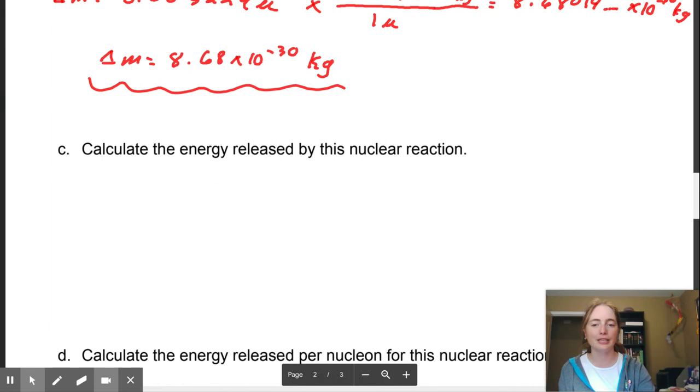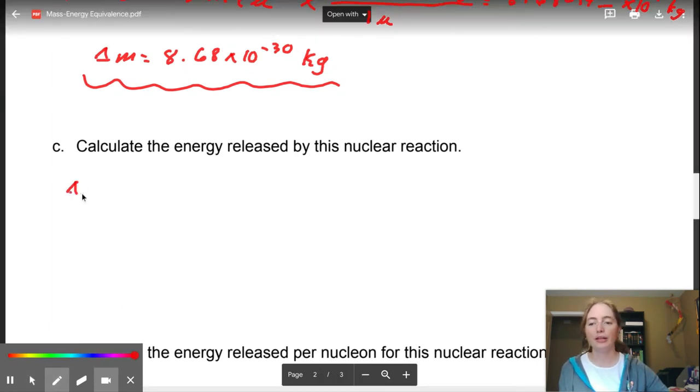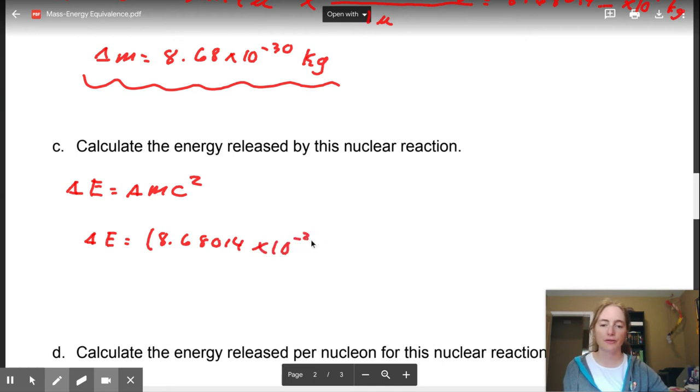Keep that number handy. So, calculate the energy released by this nuclear reaction. Well, the energy released is our change in energy, and that is equal to our change in mass times c squared. Our delta M we calculated previously, and c is on your data sheet. So using all numbers from your calculator, ladies and gentlemen, you are going to use your mass from the previous question, which is here, 8.68014 times 10 to the power of negative 30. And you're going to multiply that by 3 times 10 to the power of 8, and you're going to square that.